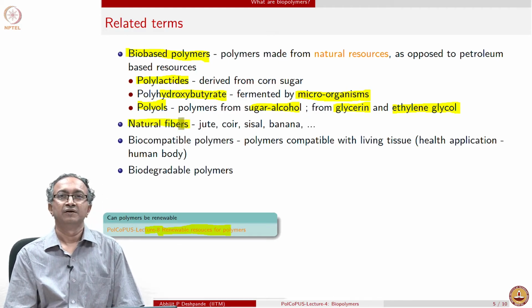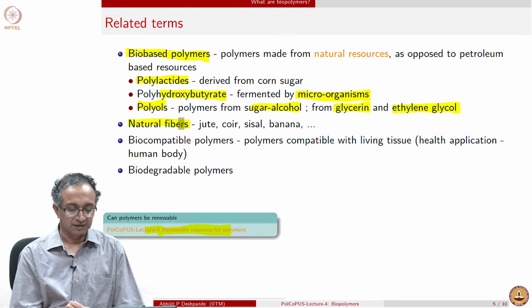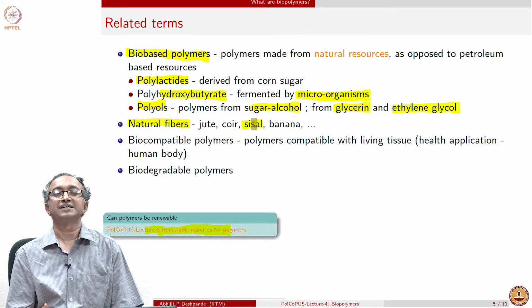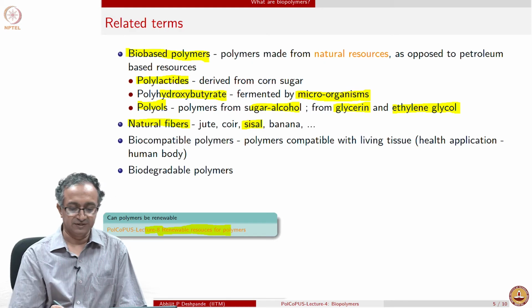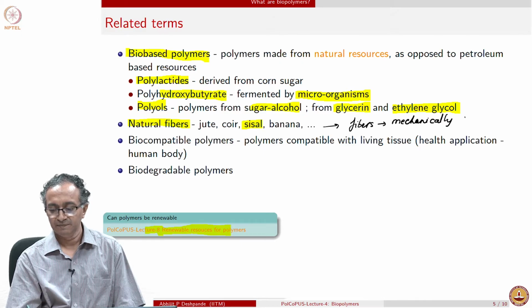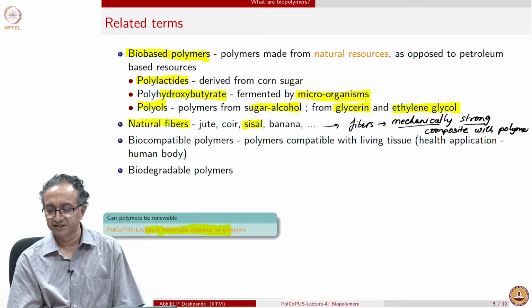Another important use of natural polymers, which is already used quite a bit, is in terms of natural fibers. We can extract fibers from a variety of plant species: from coconut we get coir fiber, from jute we can get fiber, from sisal. These are some other examples; from banana, pineapple, so many plants are there from which we can extract fibers. And then these fibers, which are mechanically very strong, can be used along with polymers as composite materials. So, you can make a composite of polymer and these natural fibers, and they are used.